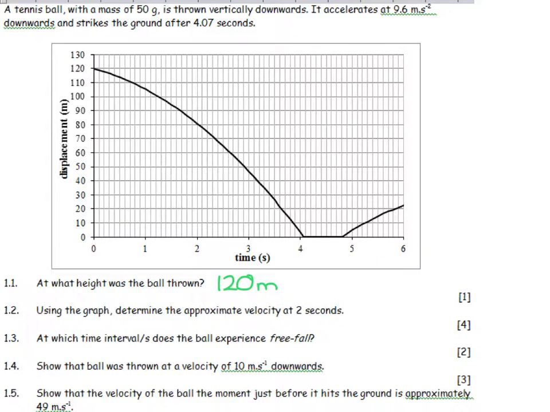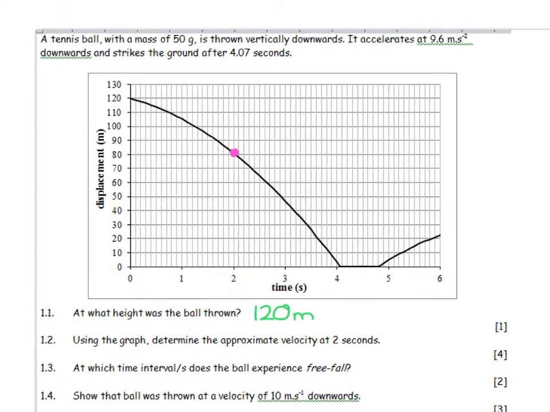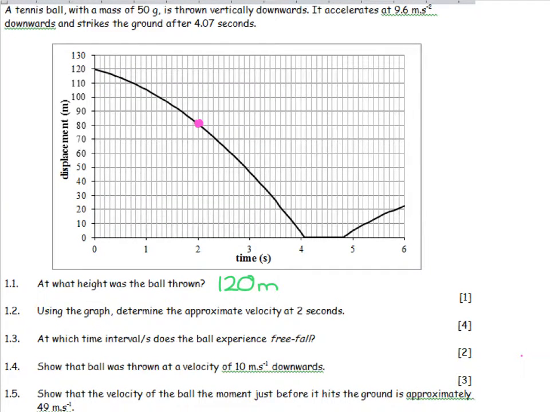Using the graph, determine the approximate velocity at 2 seconds. At 2 seconds is over here, and velocity is the gradient of a displacement time graph. So you're going to end up ruling a line that touches the graph at just that one point, and then determining the gradient of that line. So let's say we go to 115, and that's at 1 second. So it's 115 and 1. And the next point we'll make is at 3 seconds, and that is at 55.